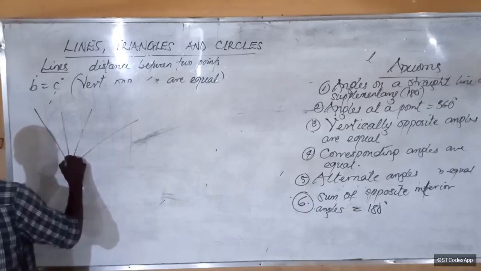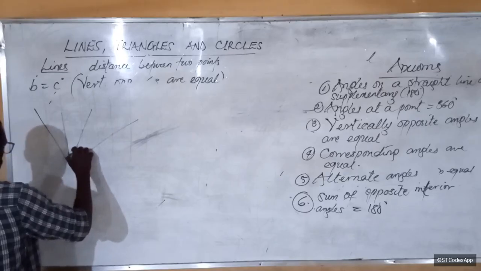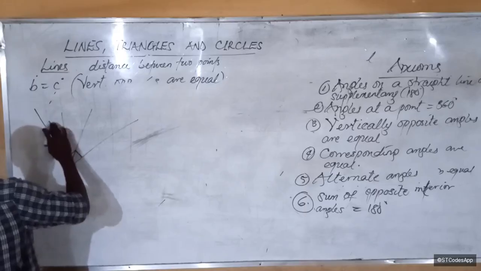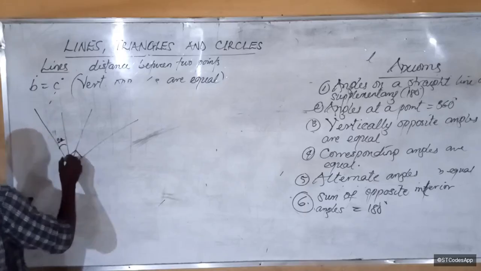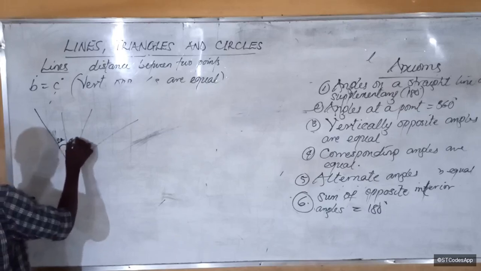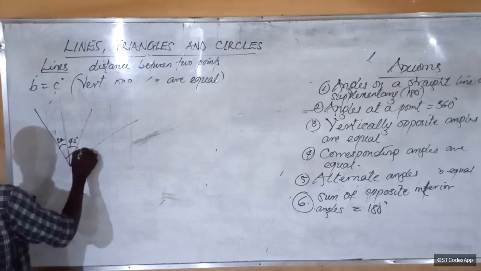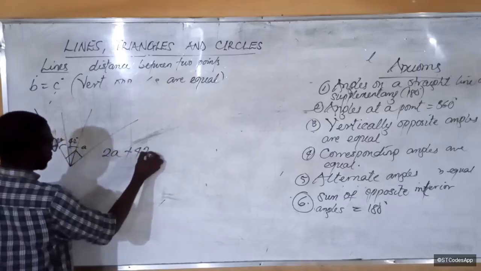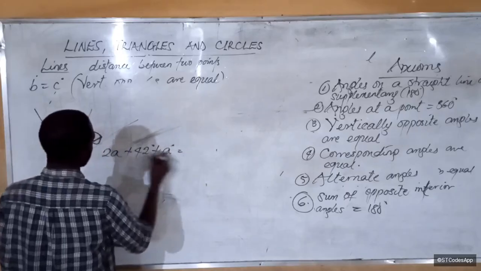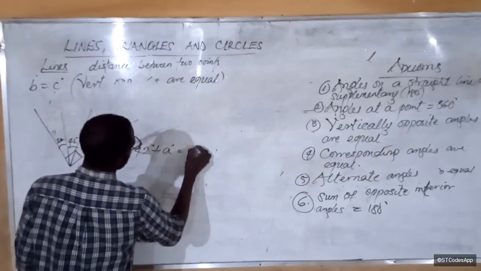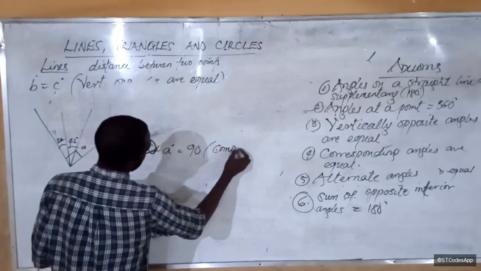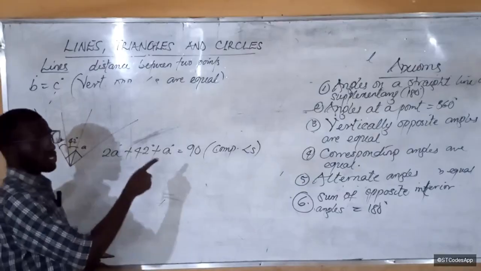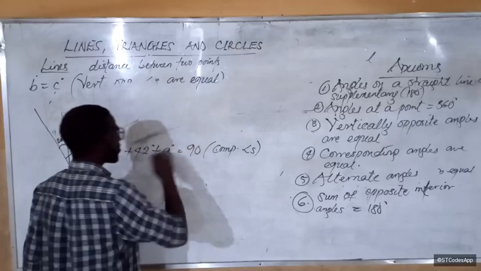Okay. So this one says this and this. So what does this show? Complementary. Yeah. This one is 2A and this one is 42 degrees and this one is A. So we'll say that 2A plus 42 degrees plus A is equal to what? 90. Complementary. So just say comp angles, right? That's the way you can shorten it, the shorthand, instead of writing complementary angles in full.